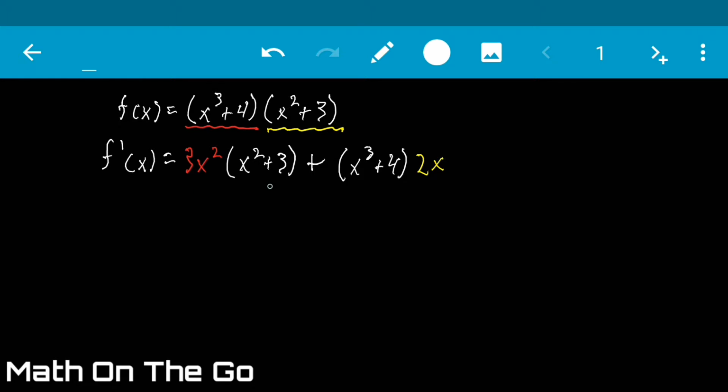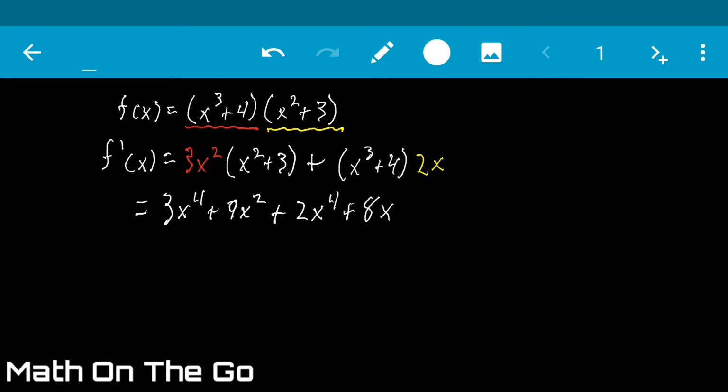Now, again, this can be left just like that if you want, but like I said before, teachers or tests or your online math homework might request that you simplify it, so let's just simplify this. So we're going to distribute our 3x squared into our x squared plus 3, so we end up with 3x to the 4 plus 9x squared, and this plus sign, distribute our 2x into there, so we have 2x to the 4 plus 8x.